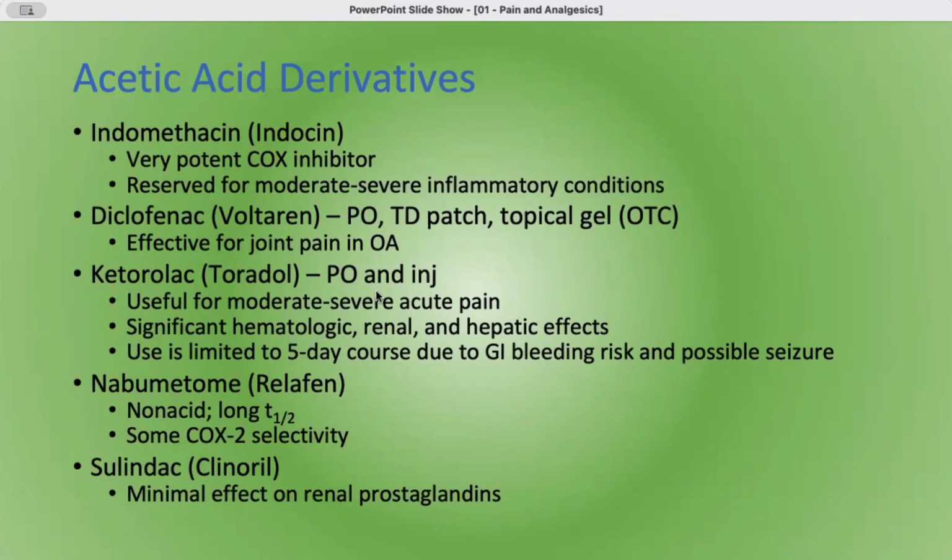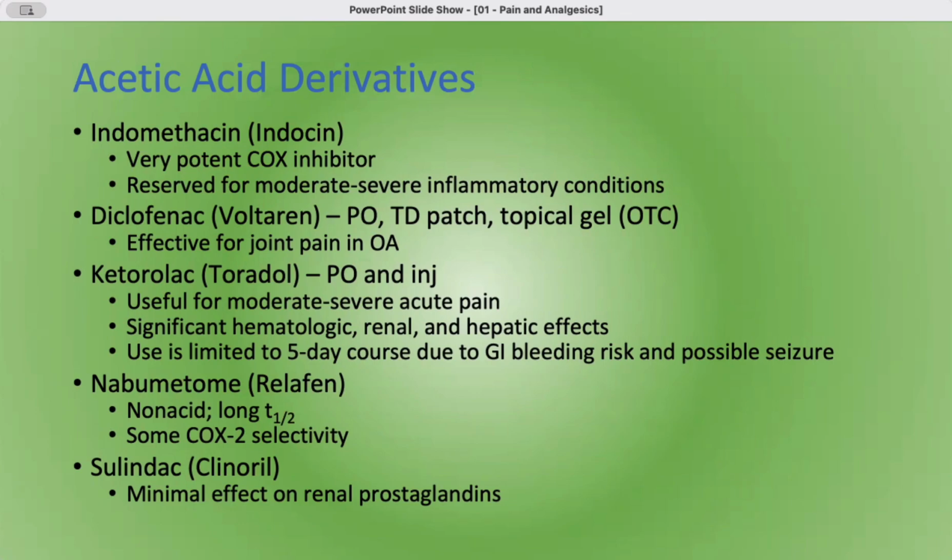Toradol, ketorolac, very commonly used drugs in emergency and inpatient settings. Much more commonly used as the injectable formulation for severe acute pain. But we try not to give it for more than 5 days because it has a very high risk of GI bleeding and seizures. Nabumetone we use long-term for arthritis. Has some COX-2 selectivity, but it's not considered a COX-2 specific agent.